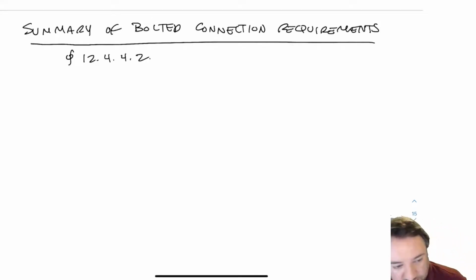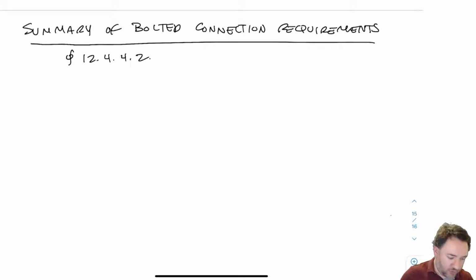Okay, in the code, in the standard, sorry, it starts with this at the beginning of 12.4, which is the bolted connection section. I like to end with it because it kind of summarizes everything. Okay, so here we're going to revisit all of the different resistances that we've already calculated.